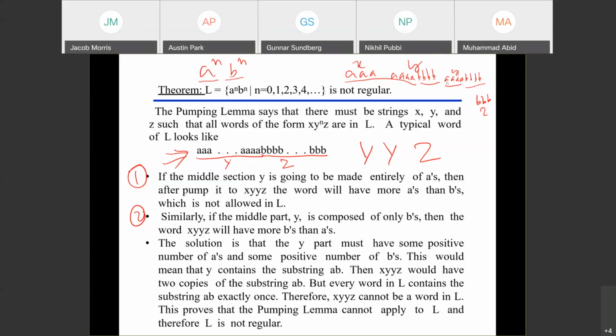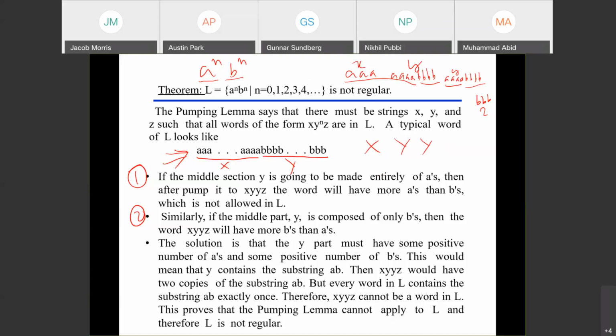Okay, so now I take a second guess. What is my second guess? If the middle part y is composed of only b's, then the word x, y, y, z will have more b's. So let's say my second guess is that this is x and this is y. And now if I pump, it is x, y, y. If I do that, it has more b's. It is again a violation of the language. The language is a^n b^n. So my second guess is also wrong.